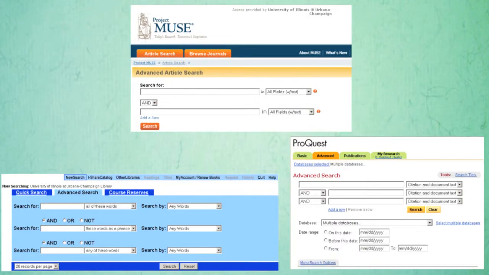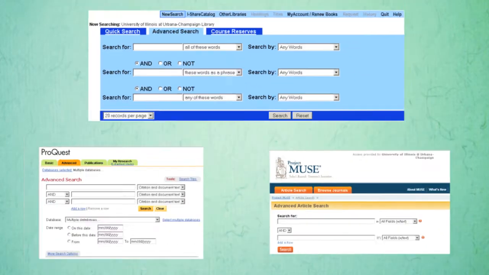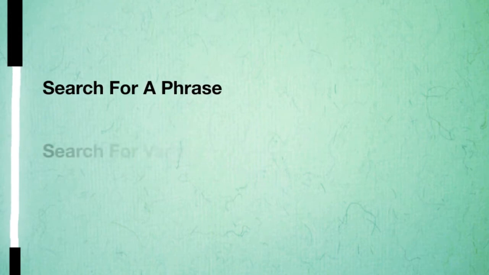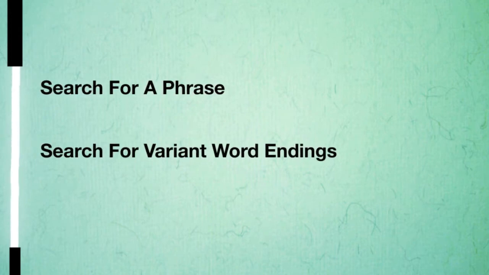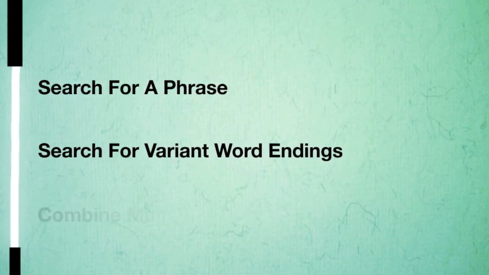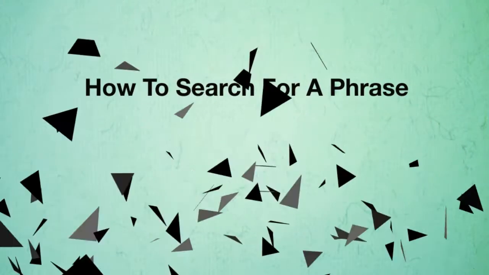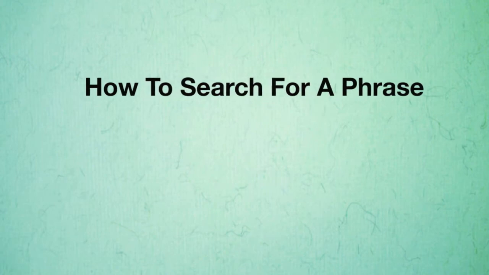To search library databases successfully, you must be able to search for a phrase, to search for variant word endings with a single query, and to combine multiple search terms from different facets into a single query. This video will show you how. The first important technique enables you to search for a phrase.